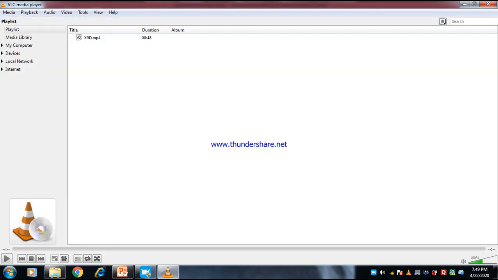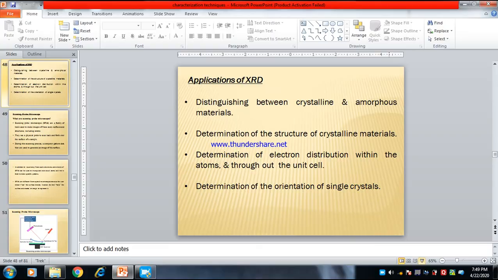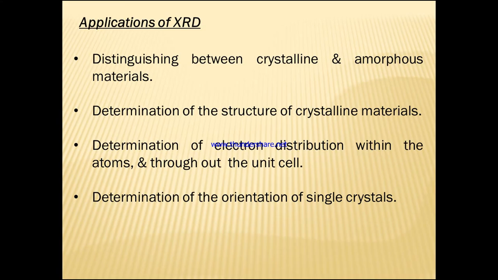So this is the technique with respect to XRD. This XRD technique is very important as well as useful, and it has many advantages. Unknown samples, unknown compounds or materials can be analyzed very usefully by this XRD technique. Unknown compounds, materials or phases can be analyzed within less than 20 minutes by using this XRD technique.